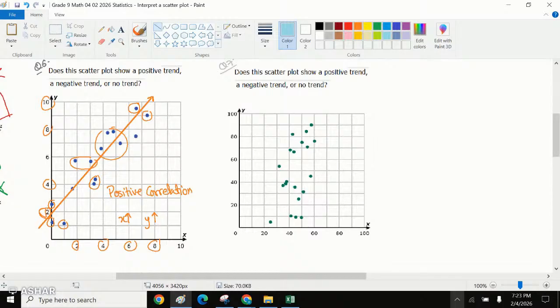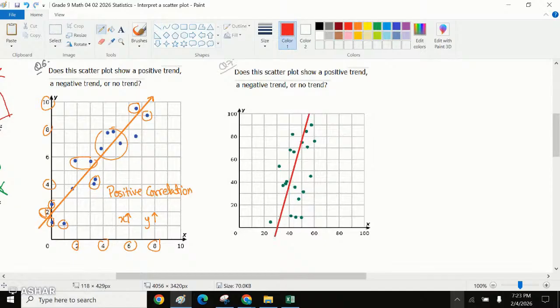Can we have a line that is going downward like this, passing through the maximum number of points, with the points at the farther ends very near to the line? That is not true, because we have some points over here which are very far from the line. So let's see again. Can we say there is a line going in this direction?